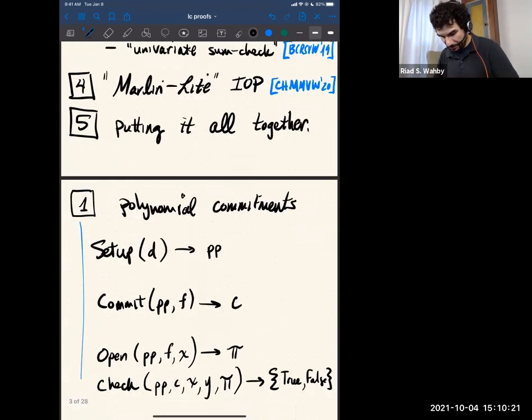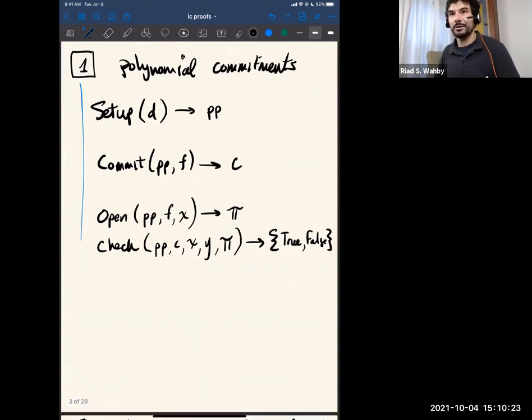Oops. I think I might have the ordering slightly wrong. Okay. Well, that's okay. You know what? We'll start with polynomial commitments, and then we'll go to arithmetic circuits because that's the order my notes are in. Apologies for misleading you.